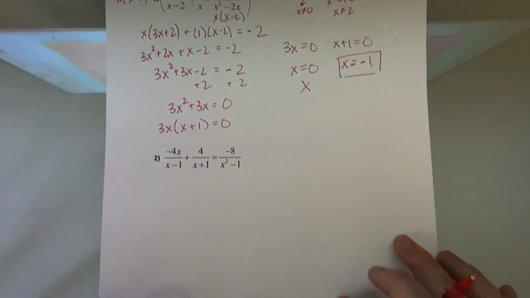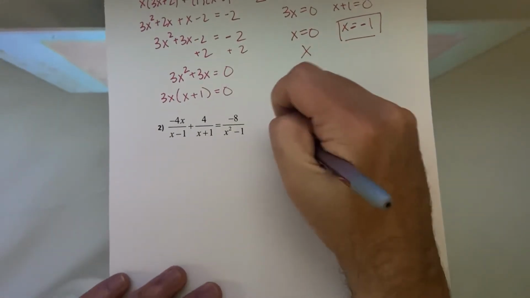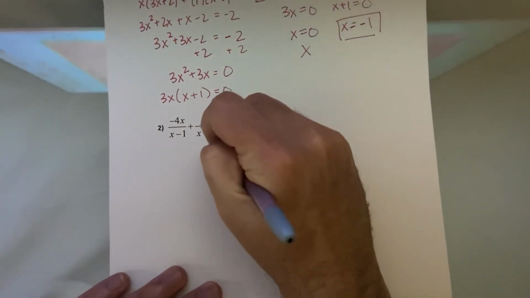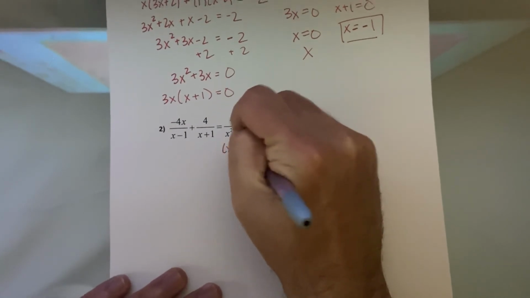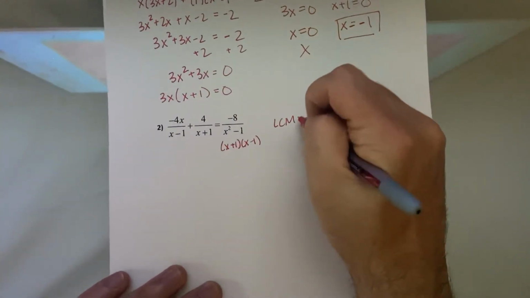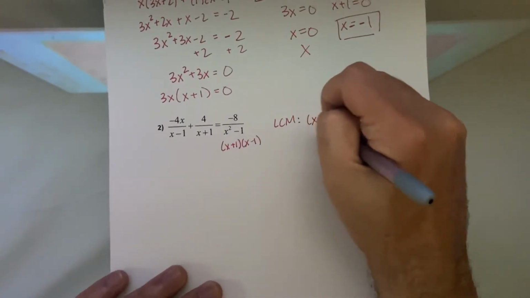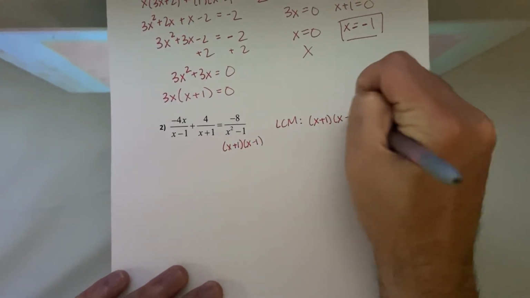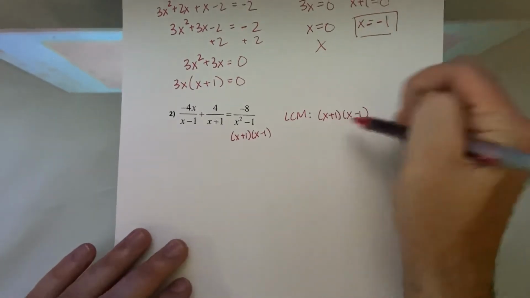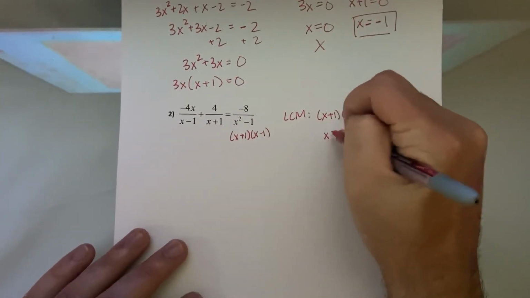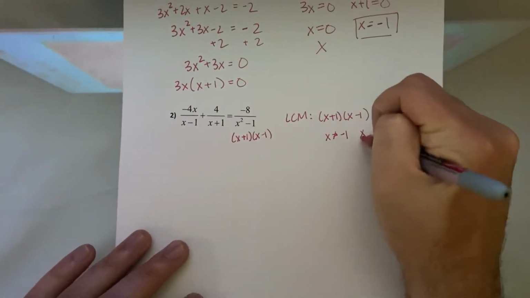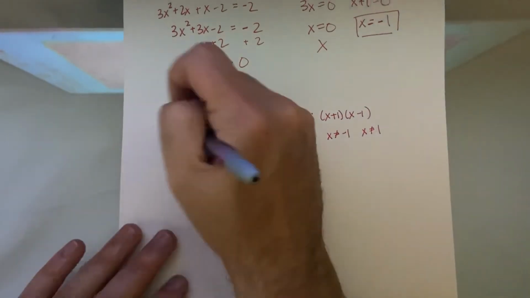Let's try this again one more time. Again, if I factor this, x plus 1, x minus 1, the least common multiple, I need 1 x plus 1 and 1 x minus 1, so this is very similar to the last problem. Now, if we want to note at the beginning, that means x can't be negative 1 and x can't be 1 because then it will be undefined.